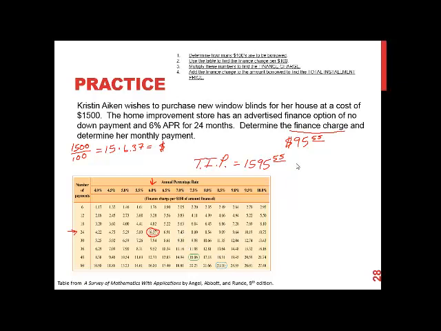And to then find the monthly price, we will take $1,595.55 and divide that by the 24 months to get $66.48. That's the approximate price per month.